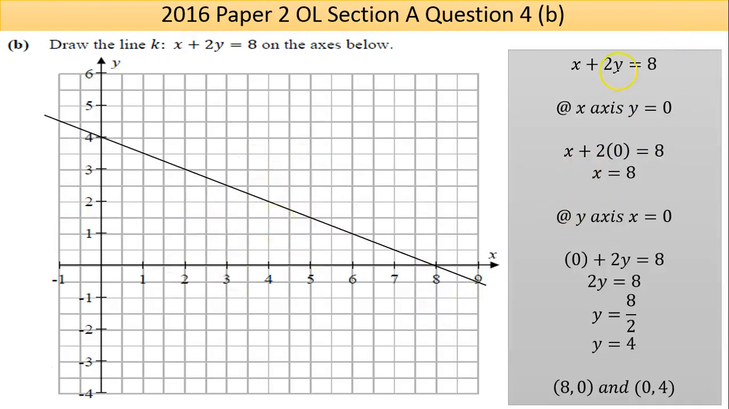That's my line. I'm stating here that at the x-axis y is 0, so I'm replacing y by 0. It goes away. You've got x is equal to 8. That's the coordinate (8, 0), which I've done there. At the y-axis, x is 0, so just like before, 2y equals 8. Therefore, y is equal to 4, and that's the coordinate 0 on the x, 4 on the y.